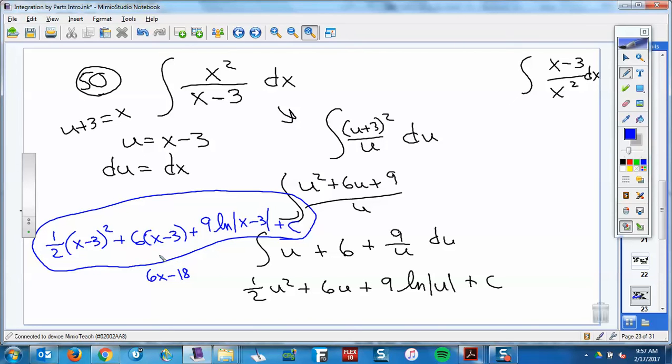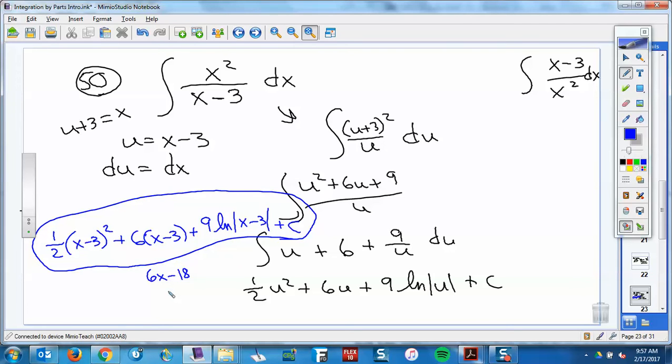Absorbed into the c, right? You could also FOIL this out, and then you'd have some x terms that would cancel with this 6x. So if you check this one on your calculator, my guess is it would FOIL this out, distribute this out, combine some of those things. The constants would get taken up with the c. And so it probably would not look like this on your calculator. But I'm okay if you stop right here.